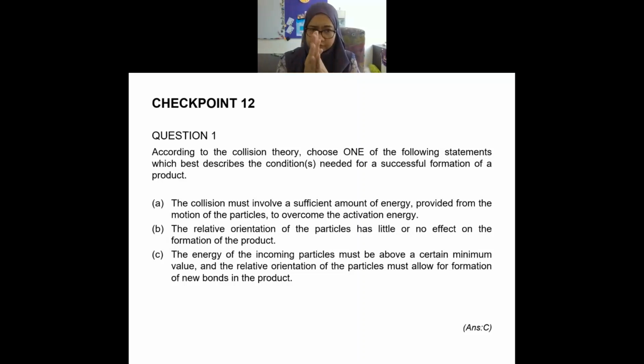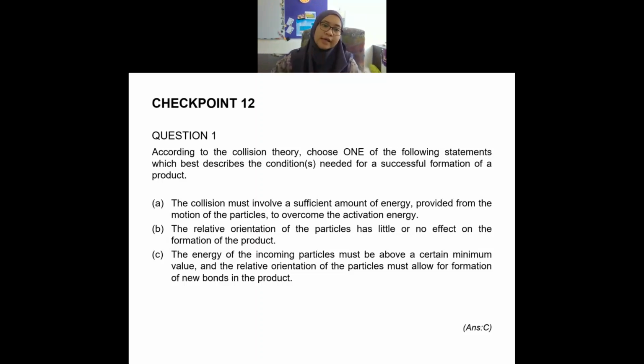Question 1. According to the collision theory, choose one of the following statements which best describes the conditions needed for a successful formation of a product. As you can see, we have the answer already at the bottom there. The answer is C, but let's just go through each one of them, and check what is missing for A and B, and why these two options are not considered the best description to represent a successful formation of a product.